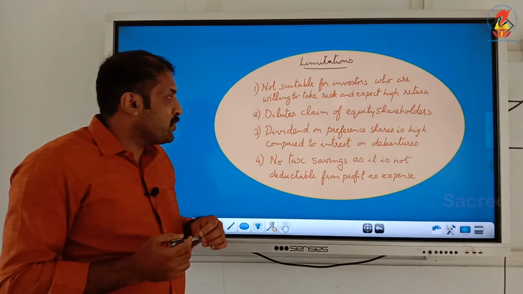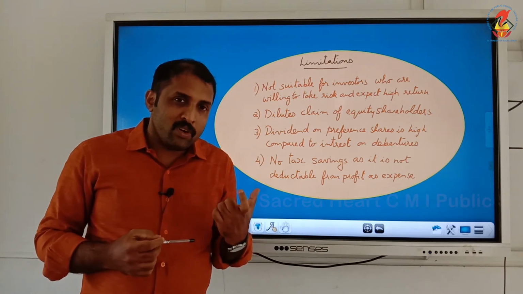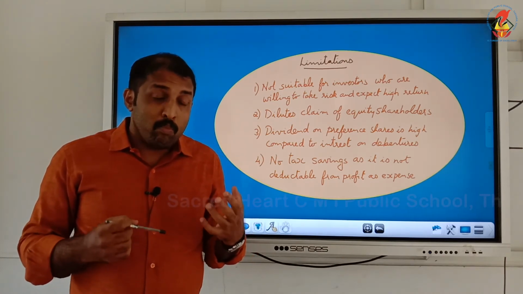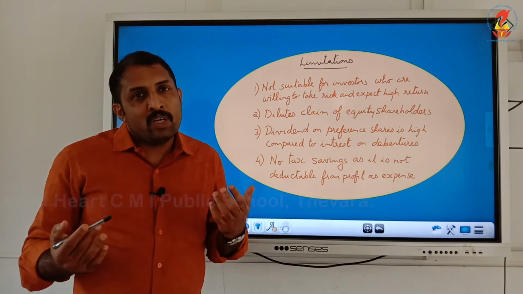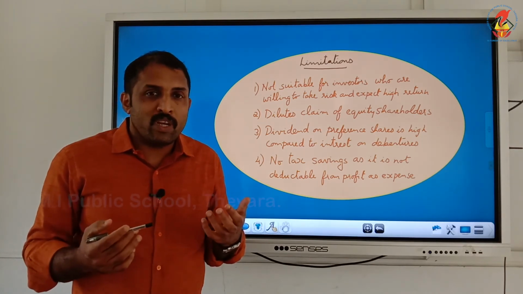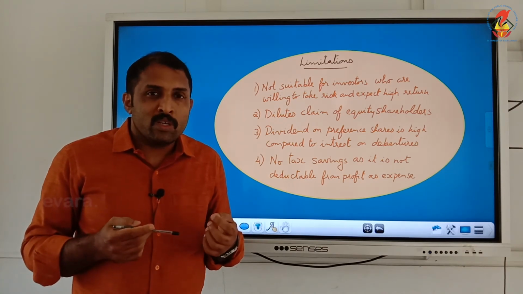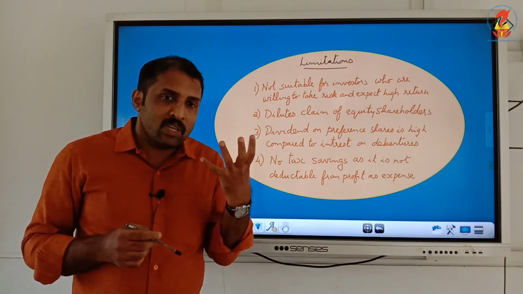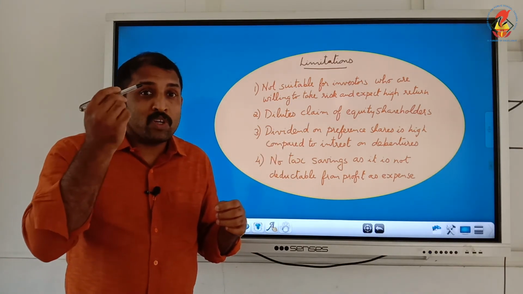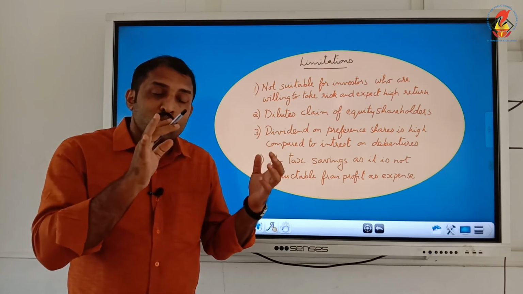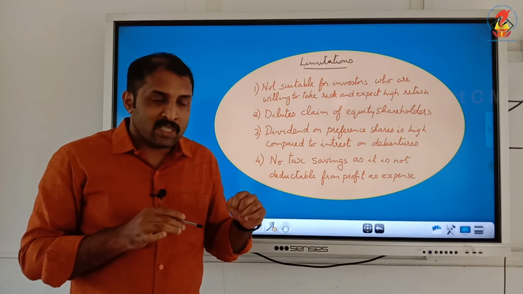Third one is that dividend on preference shares is high compared to interest. The cost of preference shares is more when compared to the cost of debentures. Debenture is another source of funds, a kind of borrowing where we have to pay interest. When comparing debentures and preference shares, preference shares have more cost, because more dividend has to be paid to preference shareholders, whereas debenture interest is comparatively less.